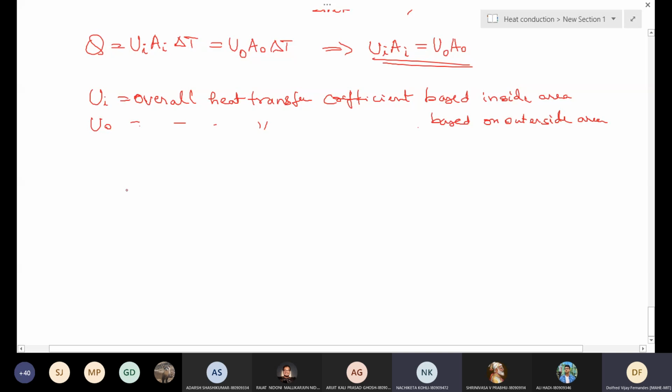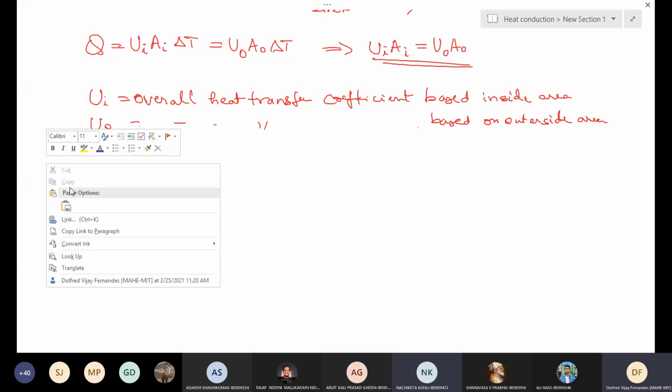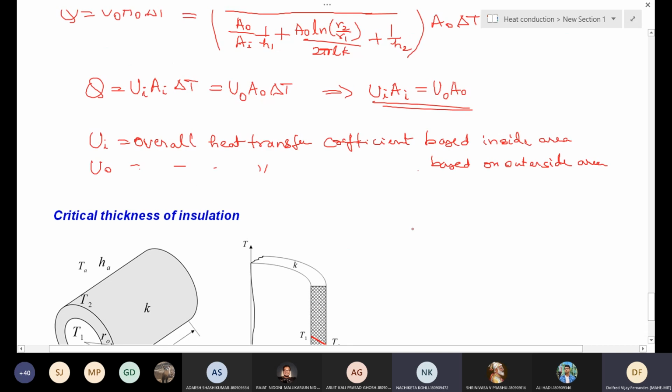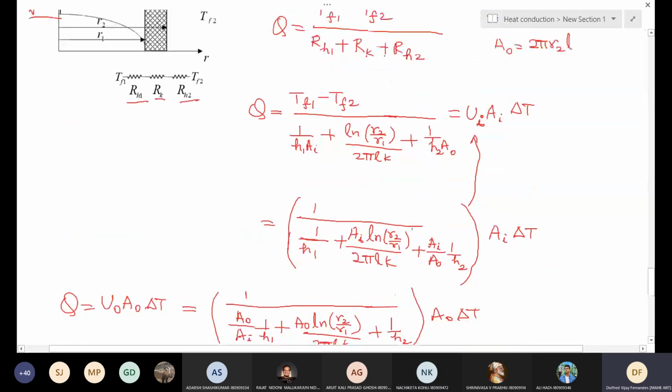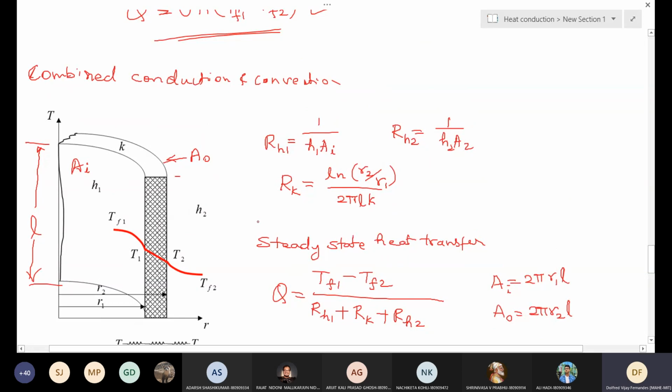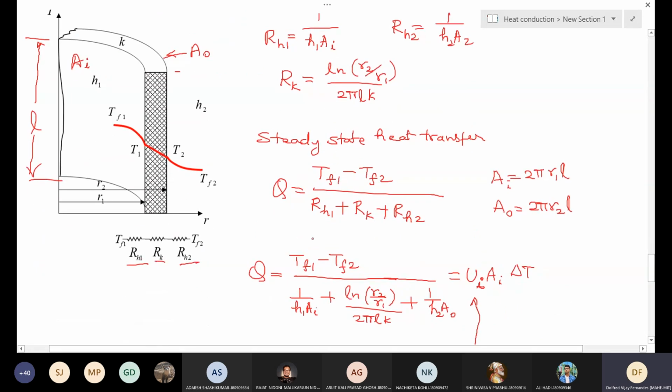So what about conduction and convection through spherical walls? Yeah, you can do it, right? There is nothing extra here. The only thing is what I have shown you. To calculate the overall rate of heat transfer, you need to know the temperature difference of the inner fluid and outer fluid divided by the resistance. Okay, so only the area you have to take care of.